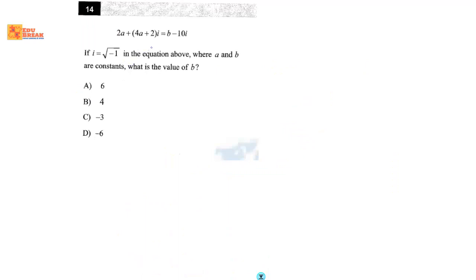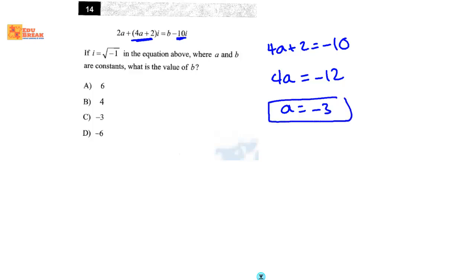2a plus 4a plus 2 times i equals b minus 10i, for i equals the square root of negative 1 in the equation above, where a and b are constants. What is the value of a? Okay, using combined terms, we can compare the coefficient of i here and the coefficient of i there. So we have 4a plus 2 equals negative 10. It means 4a equals negative 12. So we divide both sides by 4. So a equals negative 3.